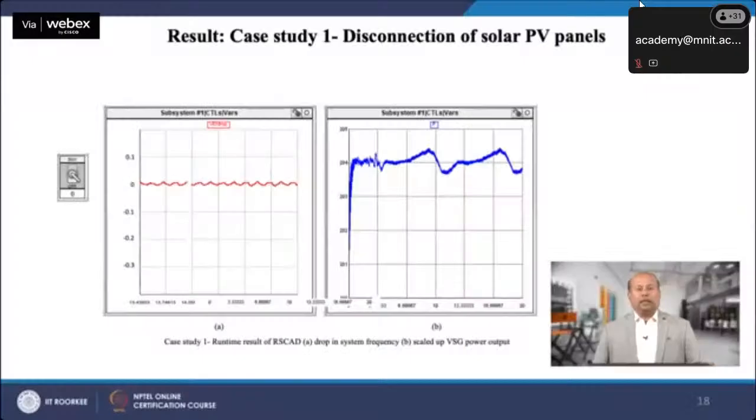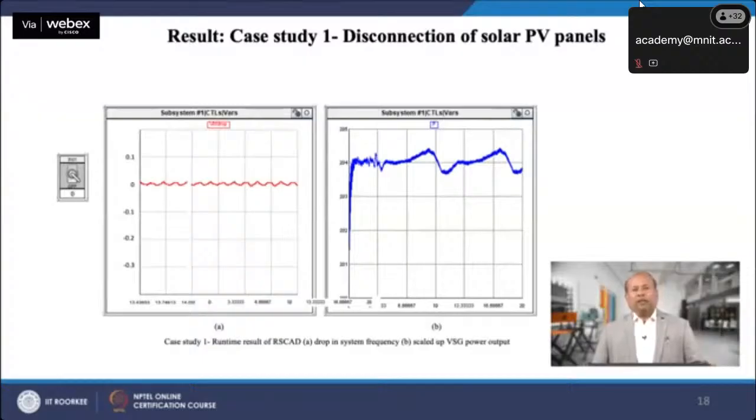The scaled up power output of the VSG in RSCAD can be depicted in runtime. It can be seen that the VSG is providing 204 kilowatt of power. Variation in power can be observed since the VSG is trying to maintain the frequency of the system at its nominal value amidst intermittent solar PV output.